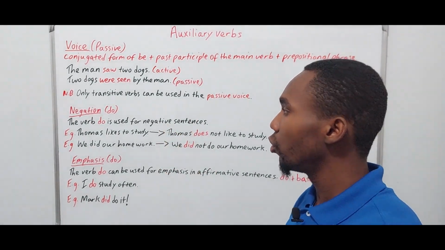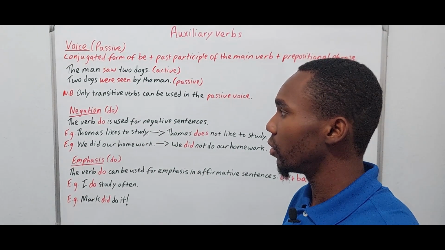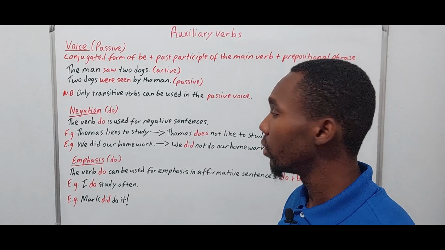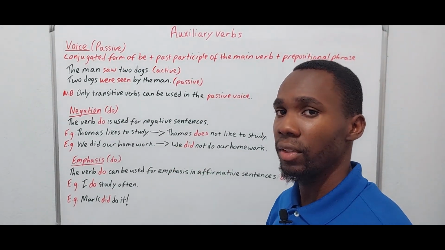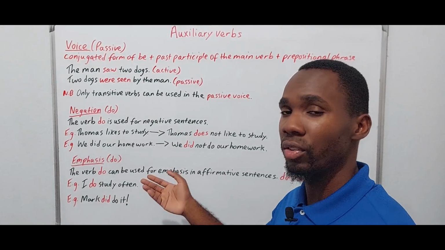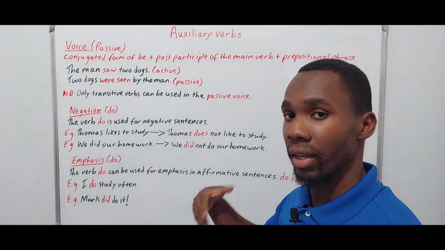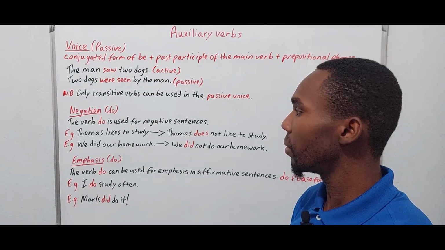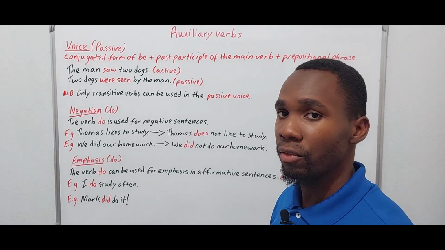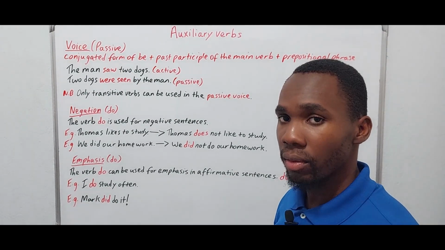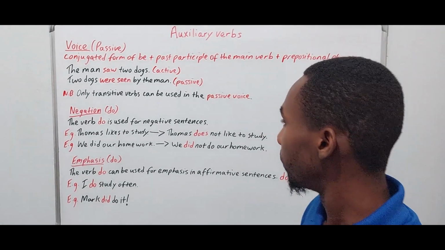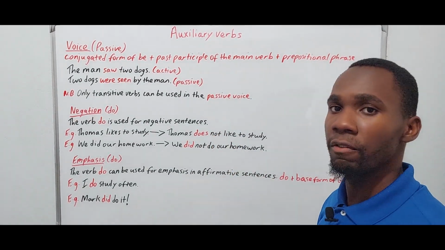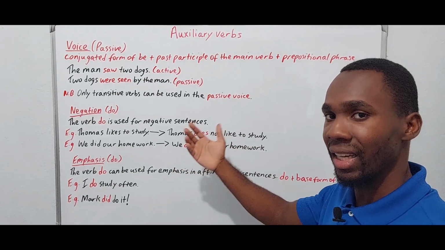Now, these are two other uses of auxiliary verbs. We use auxiliary verbs for negation, and this is going to relate more to the verb do. So when we want to make a sentence negative in English, we would use not, but we also need to use the verb do. So in that case, do is a helping verb, right? So the verb do is used for negative sentences. For example, Thomas likes to study. If we want to make that negative, we not only have to include not, but we also must add do. Thomas does not like to study, right? So the verb do in that case is not the main verb. It is helping to form a negation.